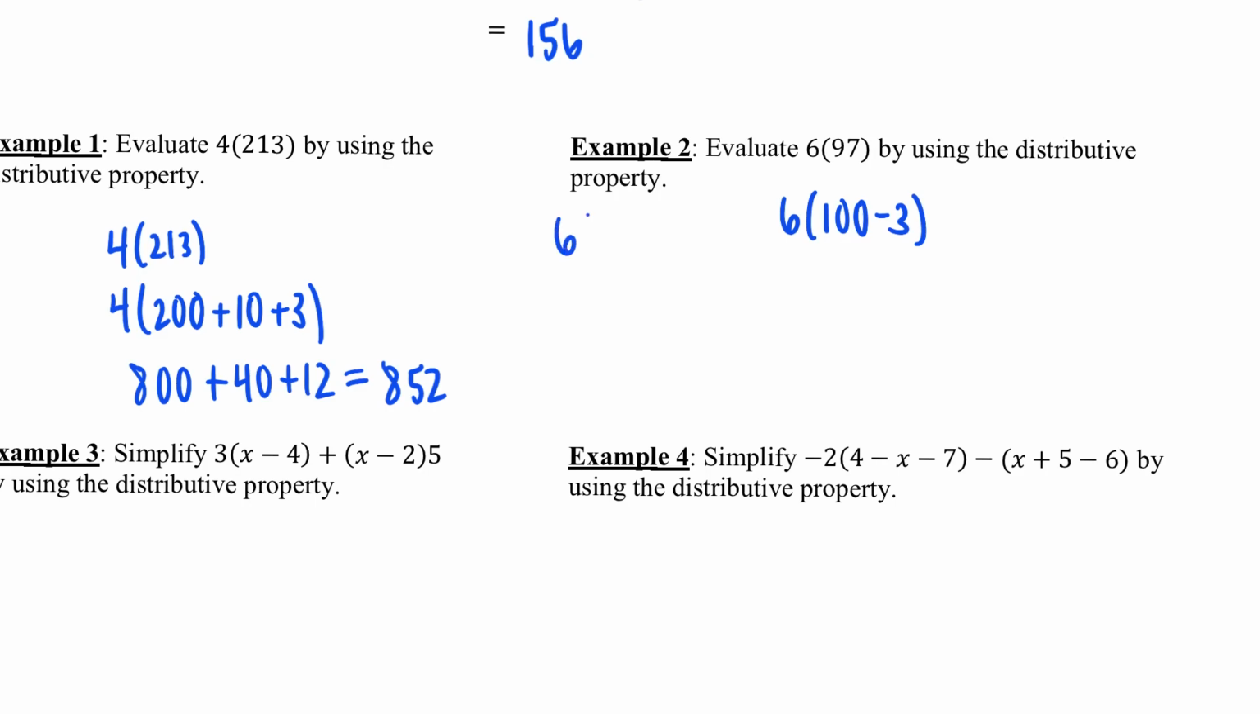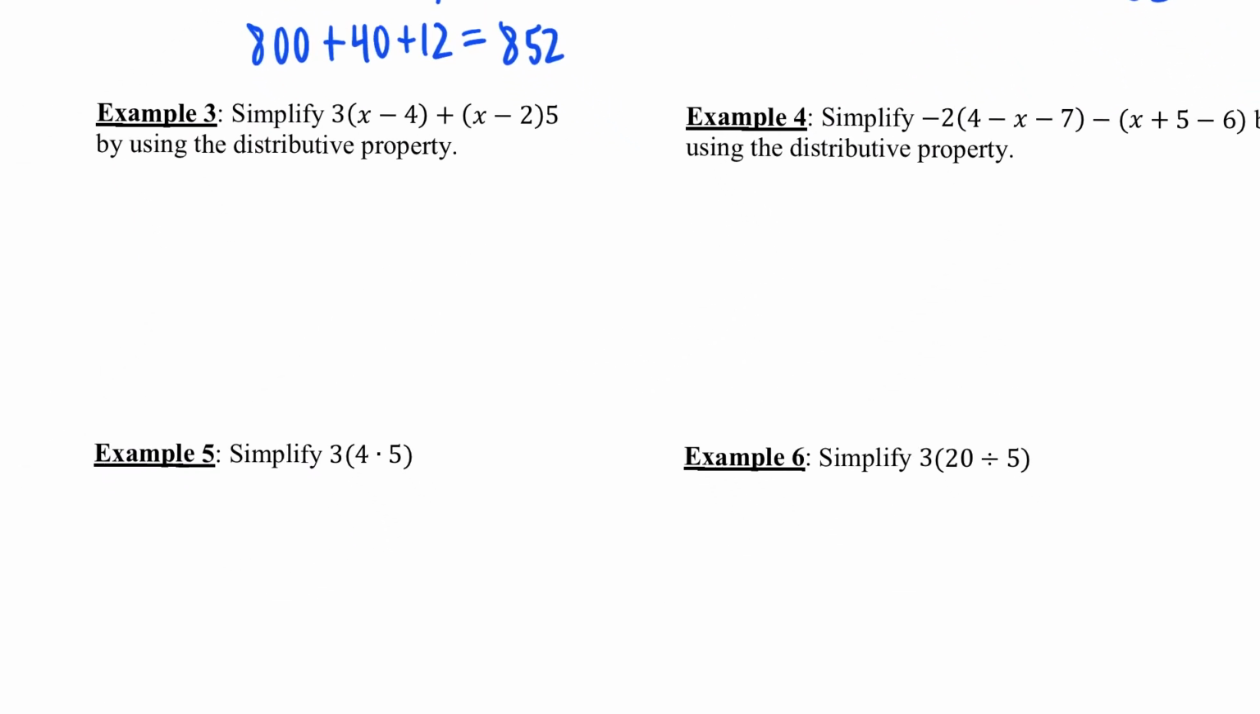Or, if you want, you could do 6 times 90 plus 7. That's fine. Either one would work. It's just a matter of preference. So if you do this, you get 6 times 100 is 600, and then 6 times negative 3 is minus 18. So 600 minus 18 is 582. Okay, so it's just a nice quick way to think of multiplication.